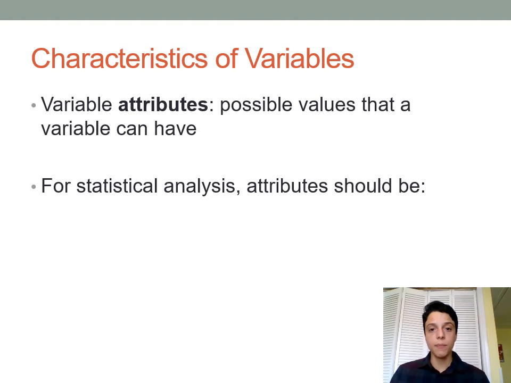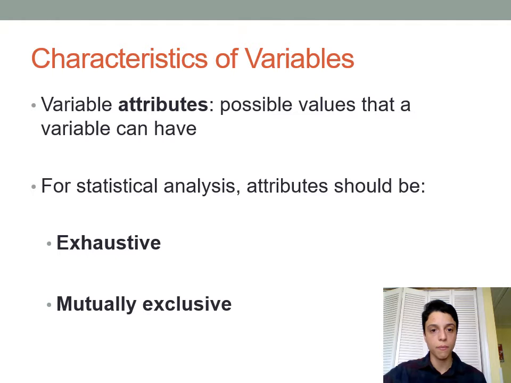And in order to use variables in statistical analysis, attributes need to have two qualities. The first quality is that they need to be exhaustive. And here again, I'm going to give brief definitions and then I'll go into more extensive examples in a minute. So for statistical analysis, attributes need to be exhaustive. This means that they need to cover every possible attribute that a variable could take on. And if you're missing one, you're going to have a problem when it comes to doing statistical analysis.